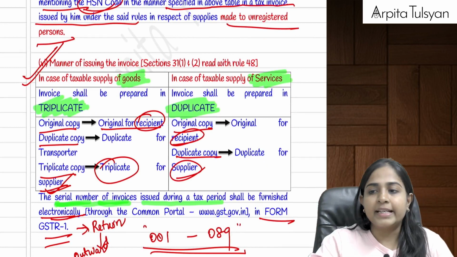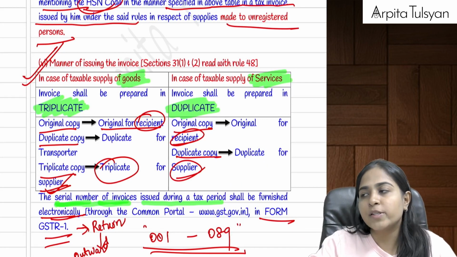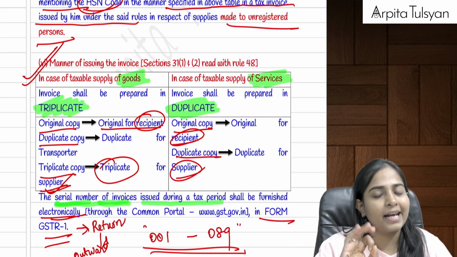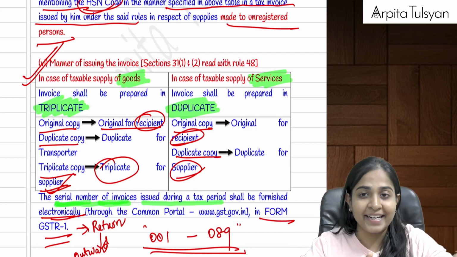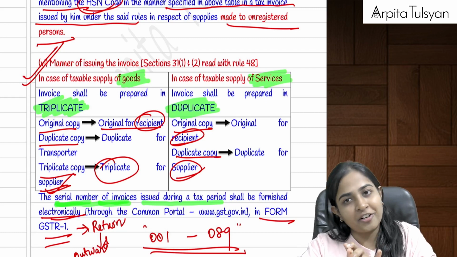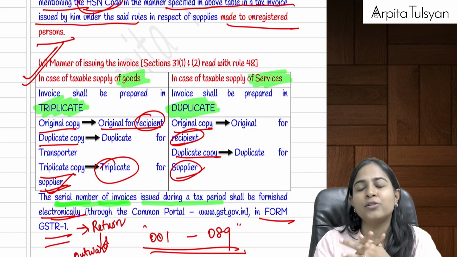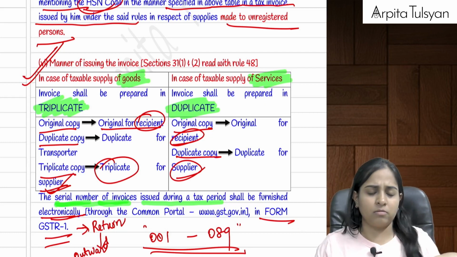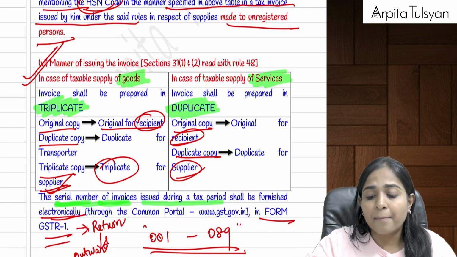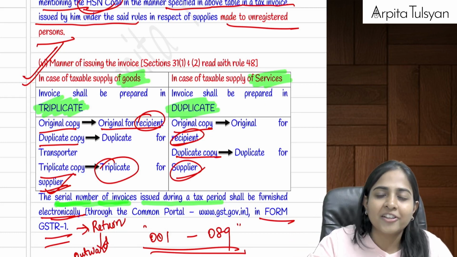Then the next one: how do we issue the invoices? Invoices in case of goods are issued in 3 copies. The original is for the recipient so that he can claim the ITC. The duplicate is for the transporter for transporting the goods from one place to another, and the third copy, the triplicate, is for the supplier. But in case of services, there is nothing called a transporter involved.